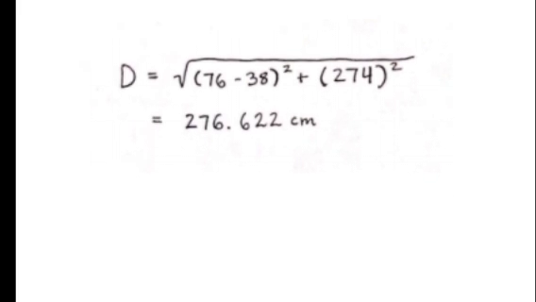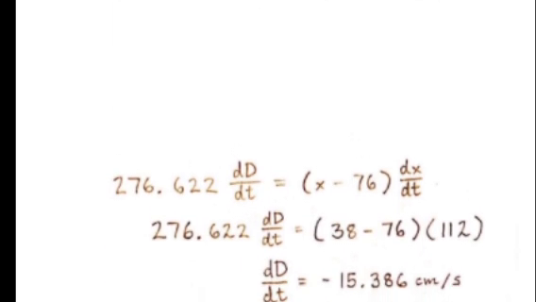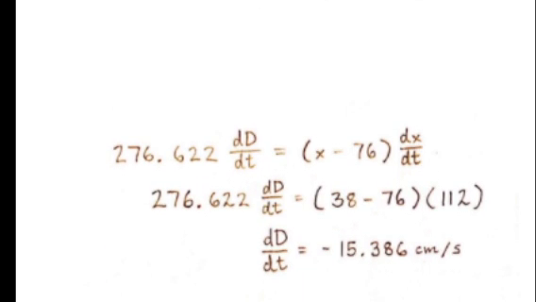Now that we have the distance, we can plug in our known values into the second equation, thus getting negative 15.386 centimeters per second as our rate of change for distance. Therefore, when I'm halfway to the center of the table, the distance between me and my opponent is decreasing at a rate of about 15.386 centimeters per second. Hopefully, I'll be there in time to return my next shot.